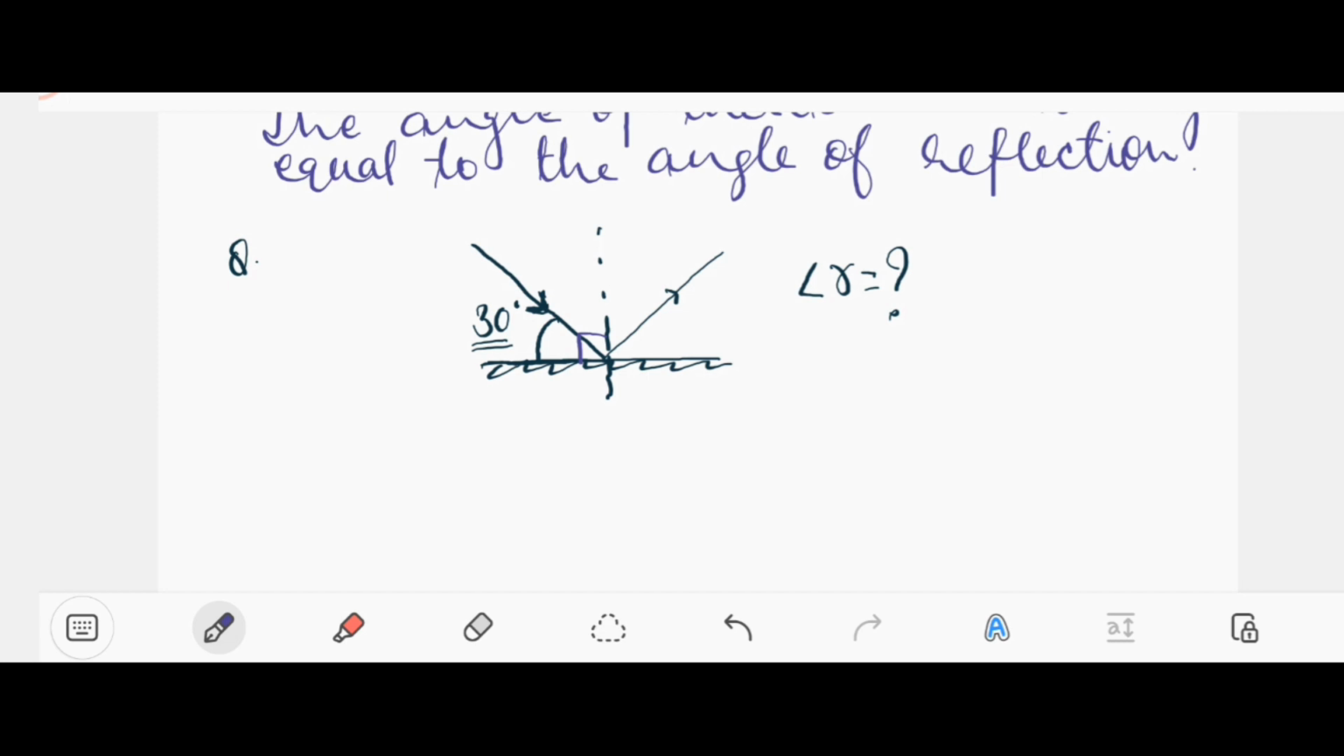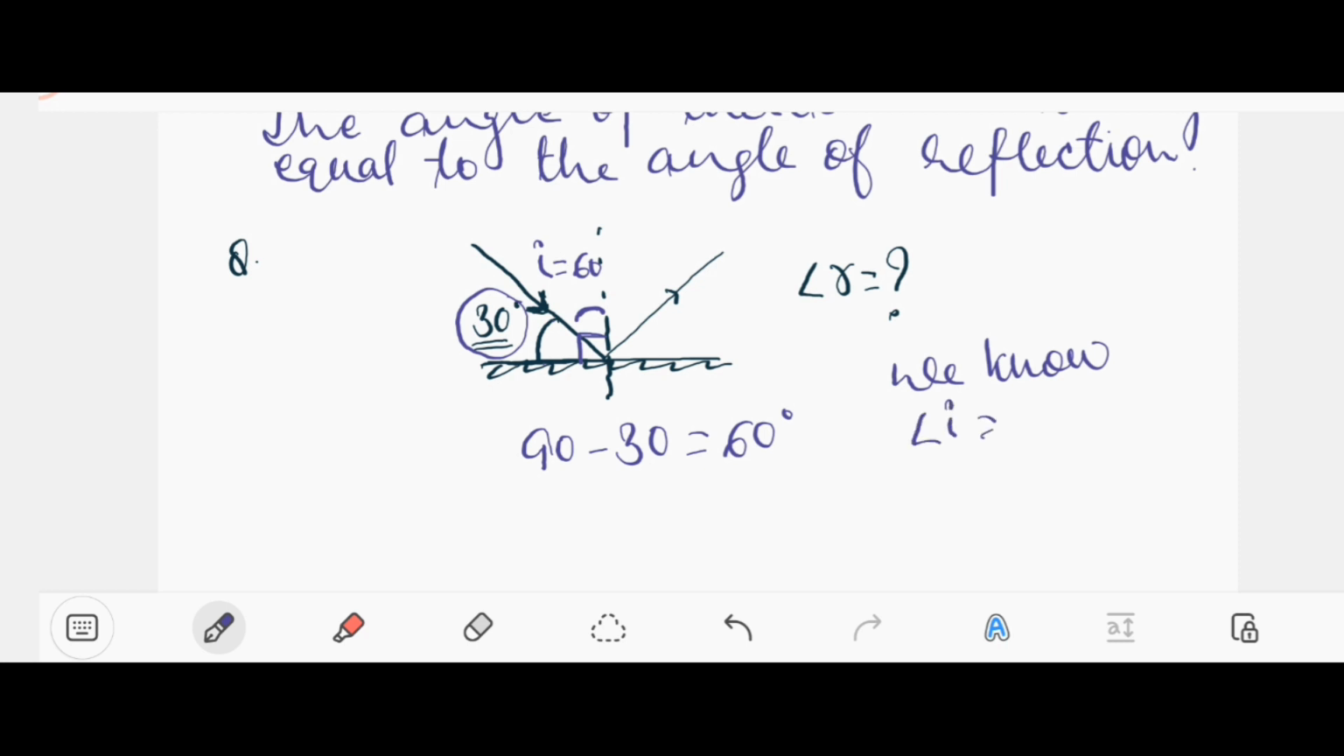It means this overall angle is 90 degrees, and within the 90 degrees, this 30 degrees is the angle between the incident ray and the surface of the plane. So it is 30 degrees, therefore this angle becomes 60 degrees. Now we know that the angle of incidence is 60 degrees, and according to the second law of reflection, the angle of incidence is equal to the angle of reflection. Therefore the angle of reflection will also be 60 degrees. So this is how we solve the questions.